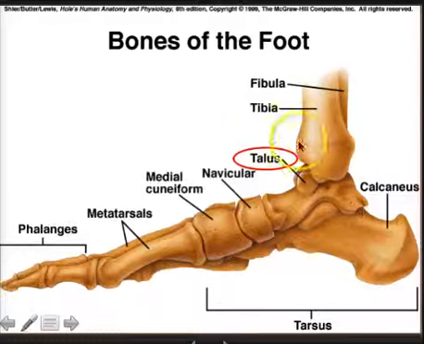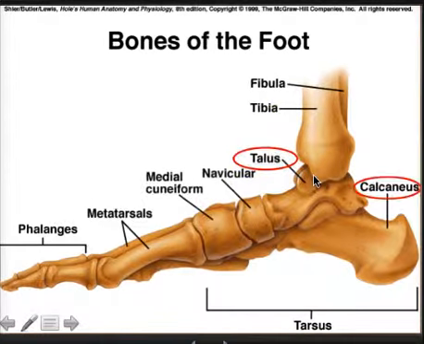Just to highlight, you can see the talus and the calcaneus.